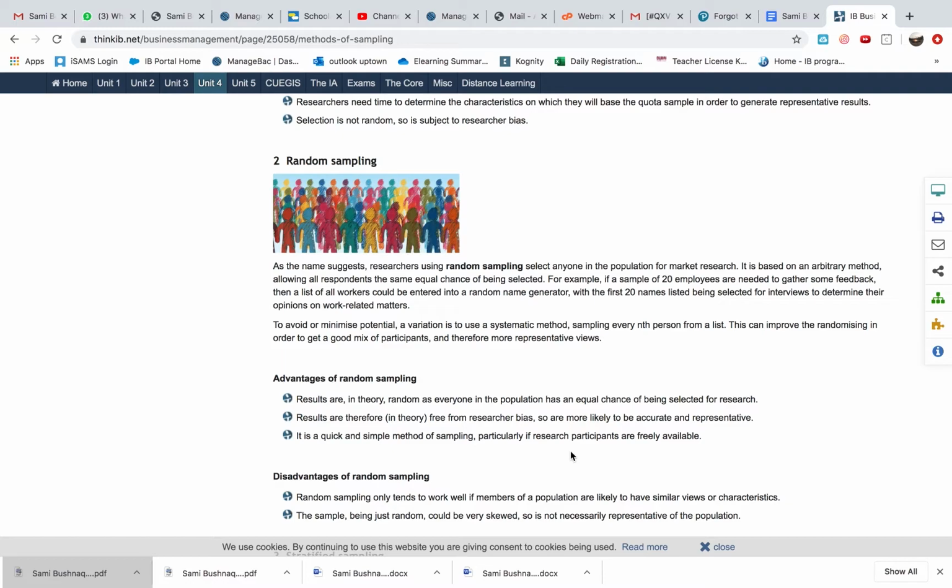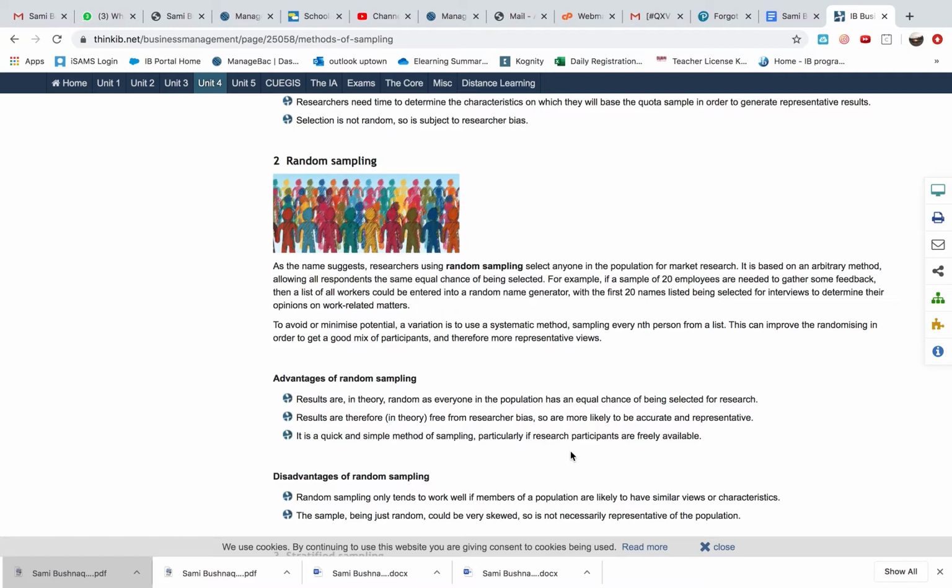It's when you select arbitrarily, so randomly, every respondent has an equal chance of taking it. You're not measuring how many women, how many men, you're just randomly picking people. For example, a sample of 20 employees are needed to gather feedback. Just get a list of all employees, put them into a random name generator, and the 20 names that pop up, those are the ones you pick. You don't take anything else into consideration. The results are good in theory because everyone in the population has an equal chance of being selected for the research.